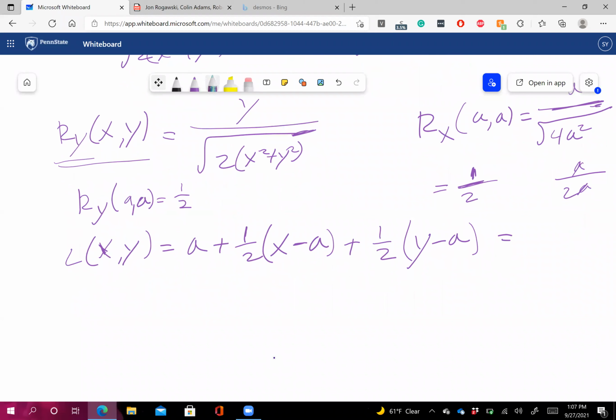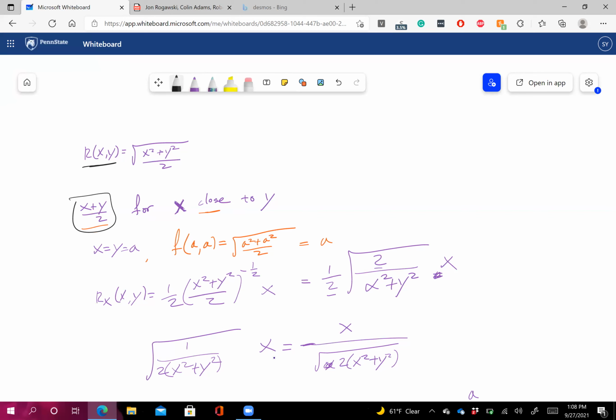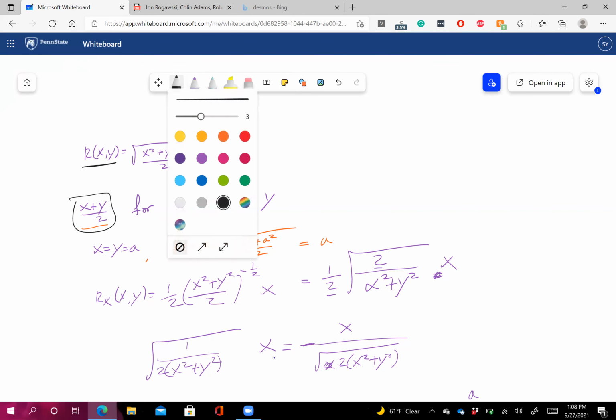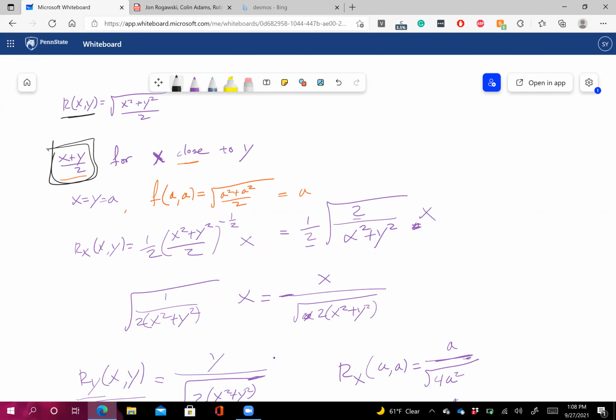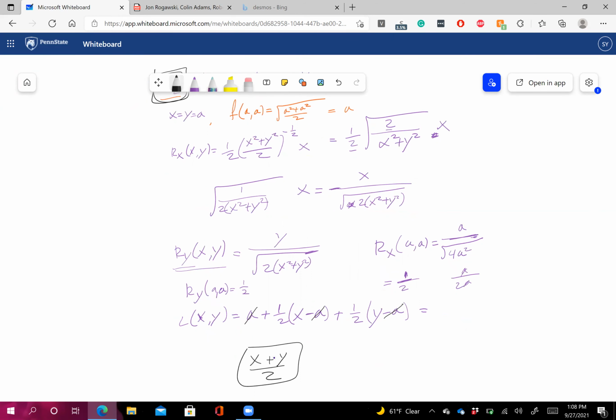Okay, and then this a cancels with this half a and with this half a. So we get x plus y over 2. And so that gives us what we wanted. The approximation of this thing when x and y are close is going to be x plus y over 2. Any questions about this? Okay, then we're done for today.